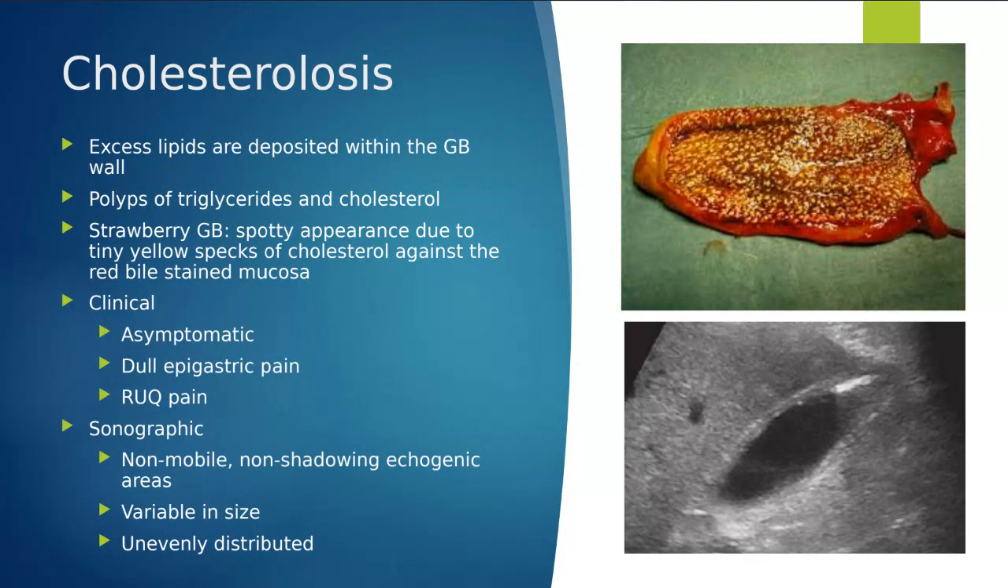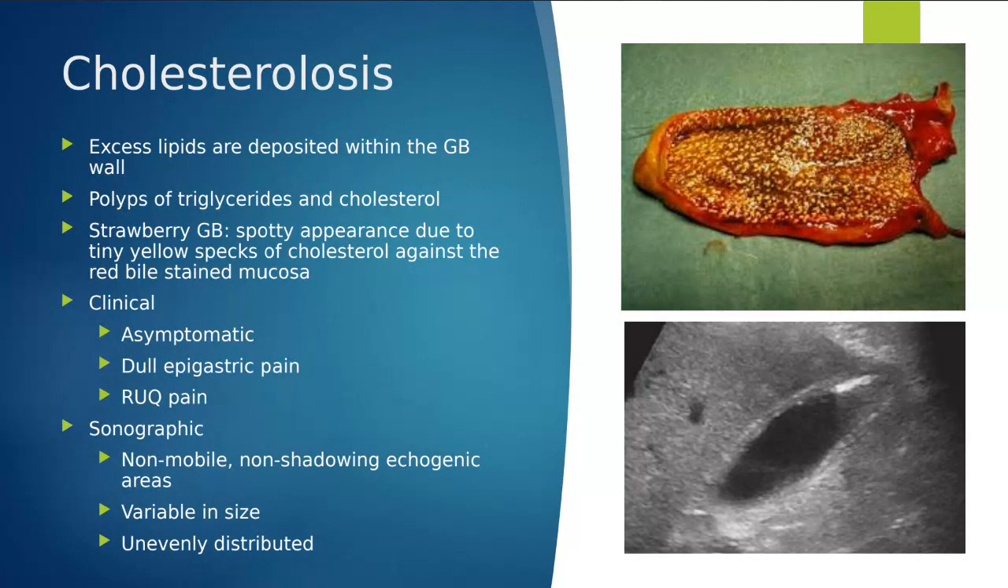As you can see in the picture at the top, that's exactly where it gets its name from. It gives a spotty appearance due to these tiny yellow specks. Those yellow specks are actual fat cells, right? That's the cholesterol that is accumulating in the wall of the gallbladder. So we can see where it's getting that strawberry appearance from.